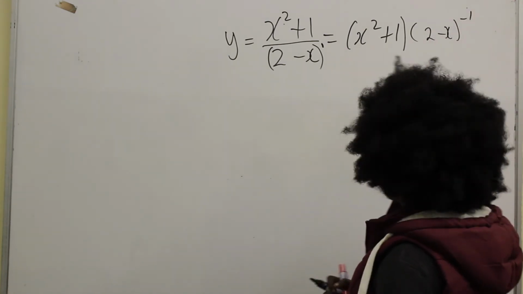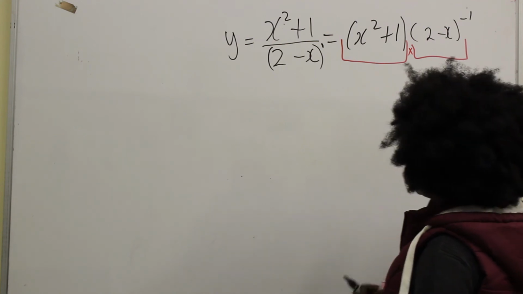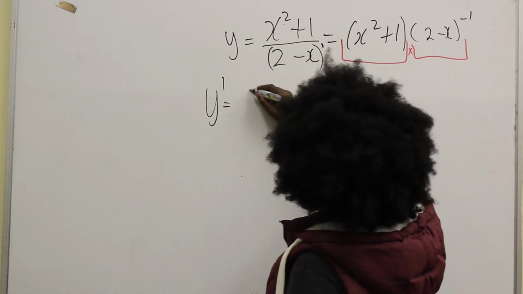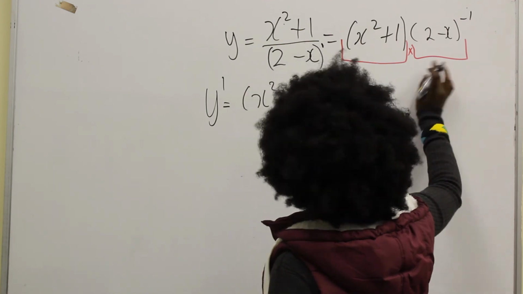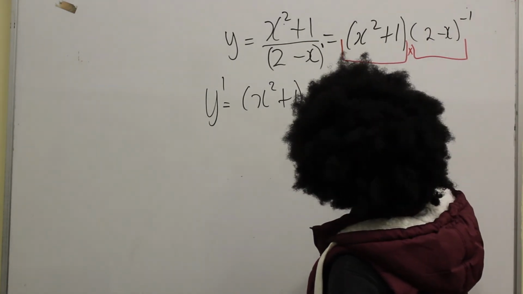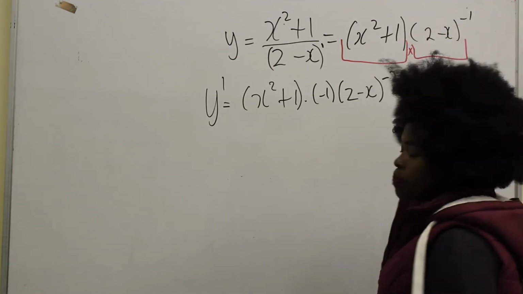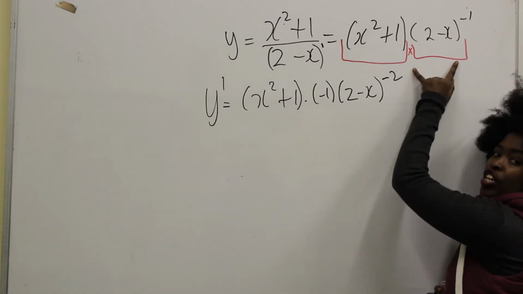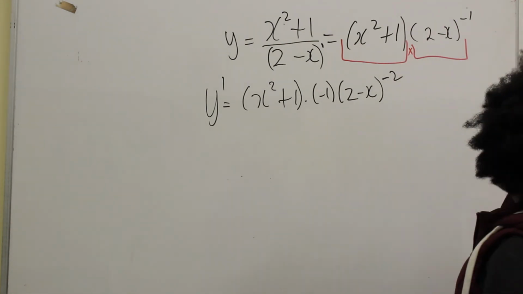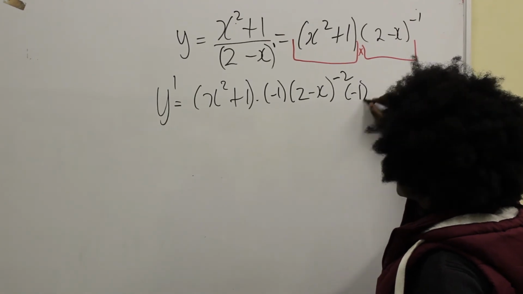Why? Because we have the product rule: we have a function as a multiplier. So it is a product rule. When differentiating, be careful here: drop the power minus 1. I keep 2 minus x to the power minus 1 minus 1. But now remember, I must use the chain rule, because there is a function inside, and my function is 2 minus x. When I differentiate 2 minus x, the derivative of 2 is 0 and the derivative of minus x is minus 1, so I definitely multiply by that minus 1.